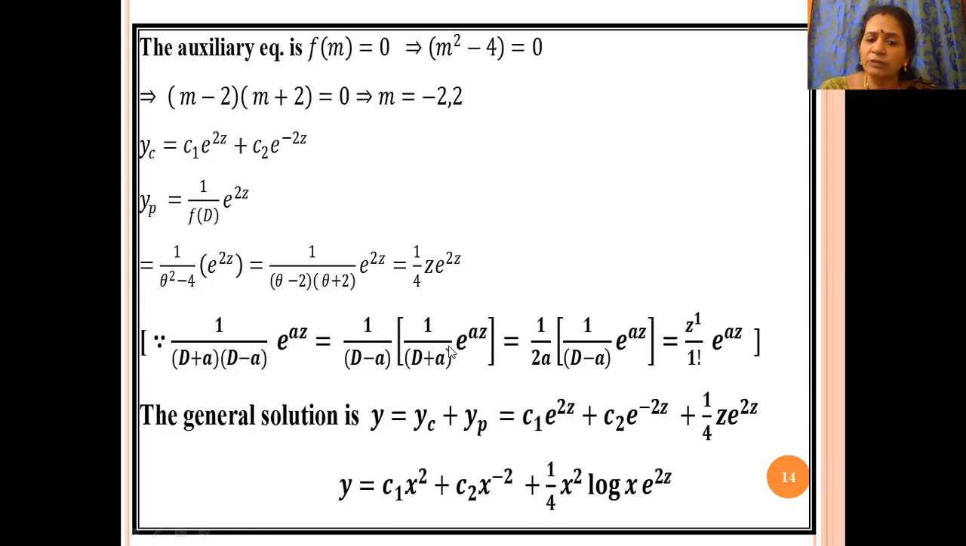Now apply what we applied in the previous problem. According to that format, we have 1 by D minus a into e power az. The same formula you apply: z to the power of r by r factorial into e power az. Use that formula, and we will get the yp value. Is it clear? After getting yp and yc, you can substitute in the general solution. So finally we will get the general solution of the given differential equation as y is equal to yc plus yp.